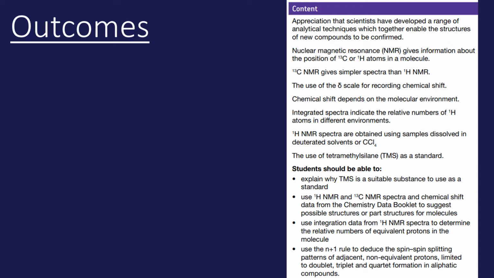So the previous video looked at the introduction to NMR, so if you haven't seen that you should watch that one first. And this one's going to focus on carbon NMR being simpler than proton NMR, and we're going to look at how we can use the data booklet to identify some structures of molecules given the spectra.